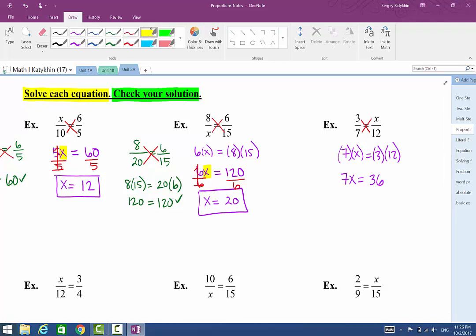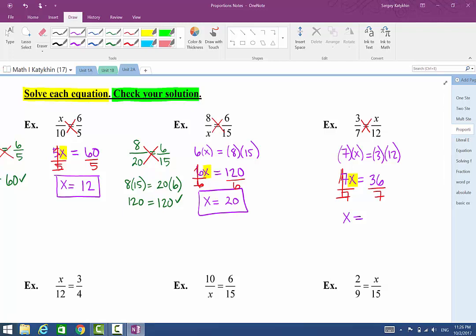So now we're solving for x, so we're going to have x by itself. We need to divide by 7 on both sides. When I divide by 7 on both sides, 7 divided by 7 is going to be 1. That gives us 1 times x, which is x. Now the question is, does 7 go into 36 evenly? Well, from what we know, it doesn't.